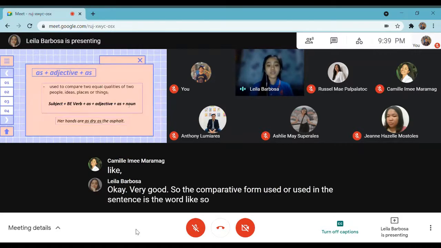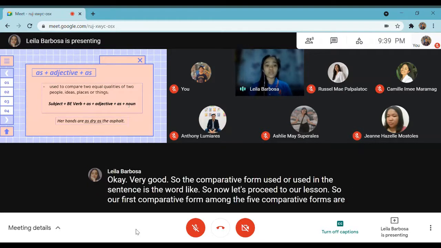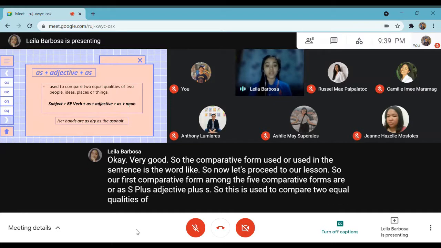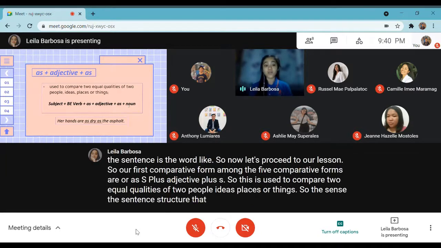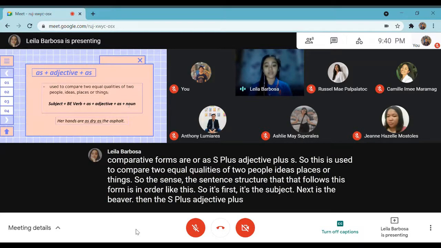Now let's proceed to our lesson. Our first comparative form among the five is as plus adjective plus as. This is used to compare two equal qualities of two people, ideas, places, or things. The sentence structure that follows this form is in this order: first the subject, next the be verb, then as plus adjective plus as, then the noun or the noun phrase.